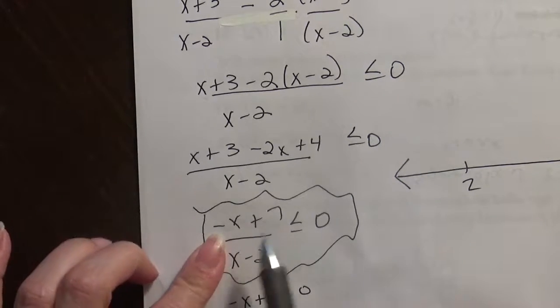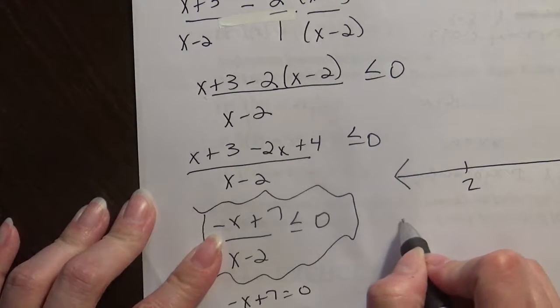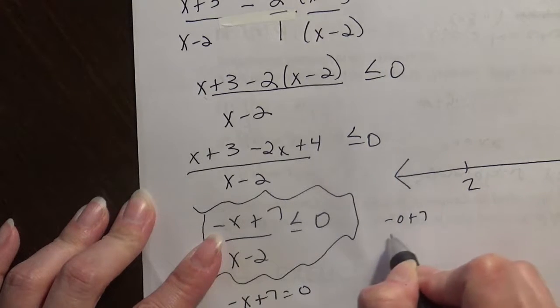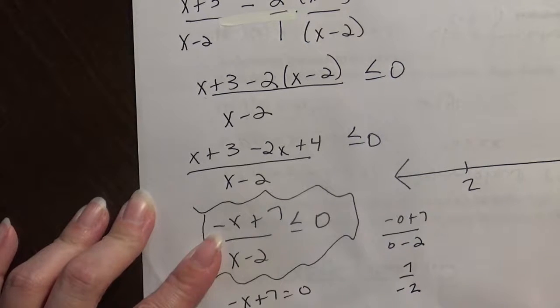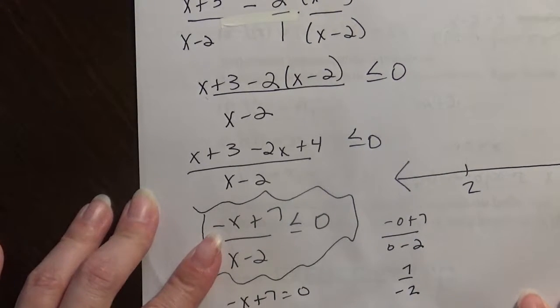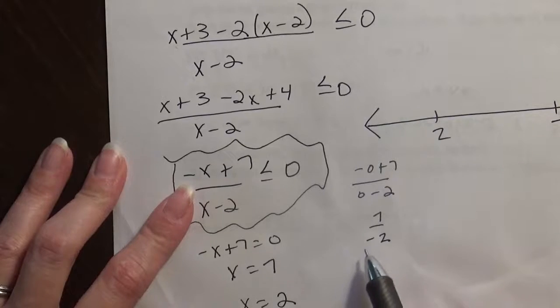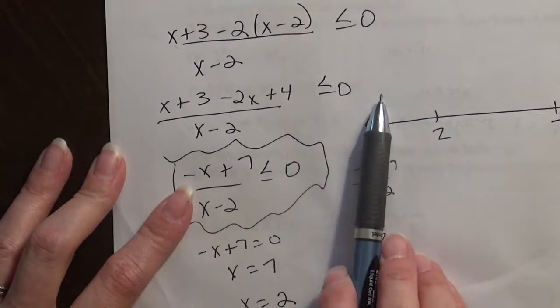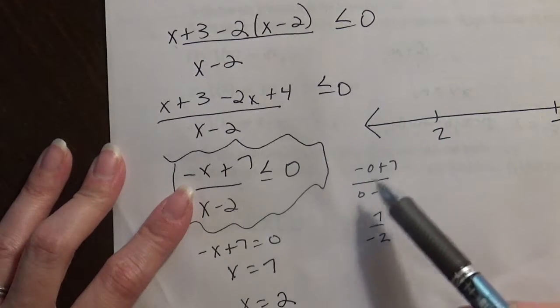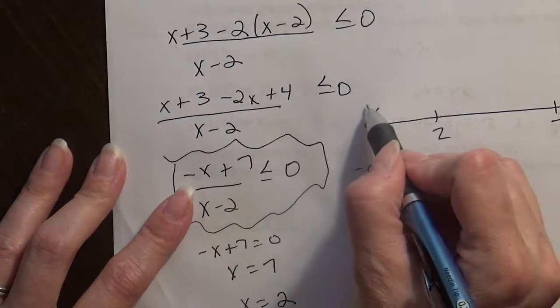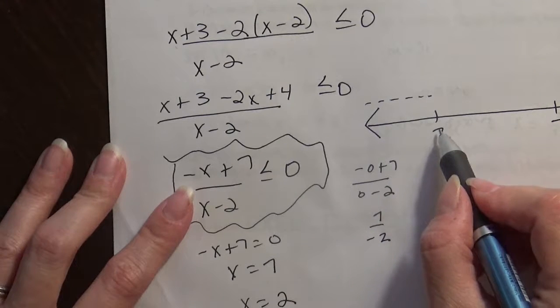If you put 0 into this problem, that gives you negative 0 plus 7 over 0 minus 2, so you have 7 over negative 2. I don't really care about the value. I do want to know about the sign. I got a negative, so that tells me that everything back here is going to take on negative values. It also tells me that the function is going to be below the x-axis. So I've got negatives all the way up to x equal 2.